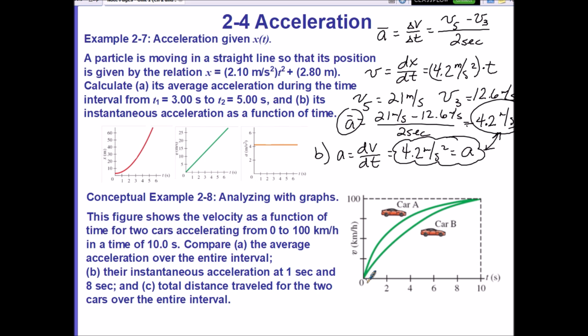Well, we see they have the same change in velocity. The average, again, would just be found by taking the slope of that line. It doesn't matter how they got through that change in velocity. It occurred at the same rate, so they both have the same average acceleration.